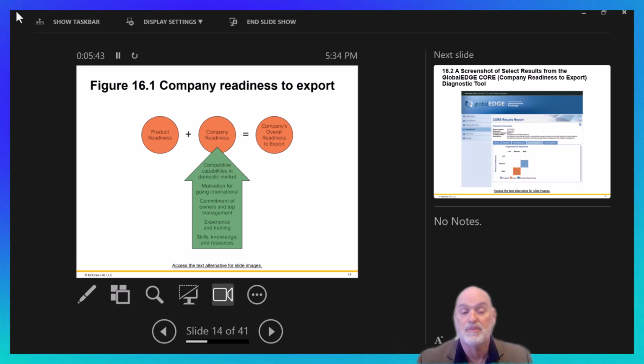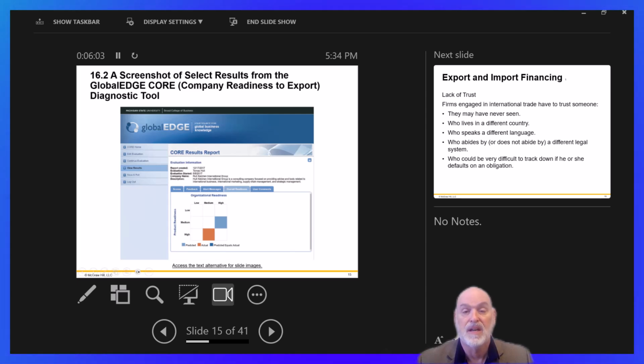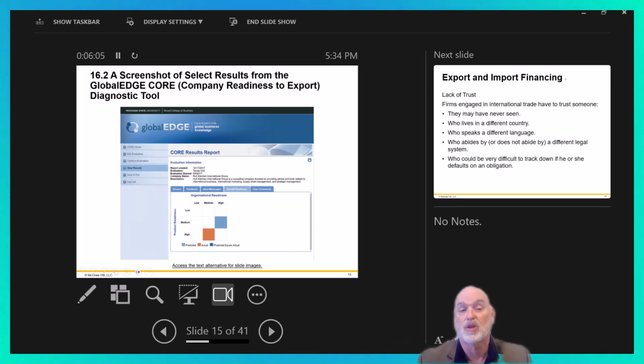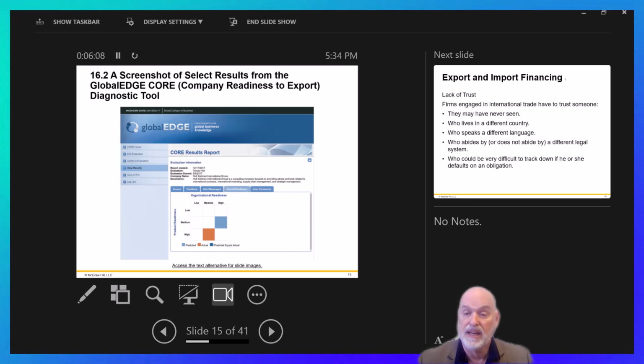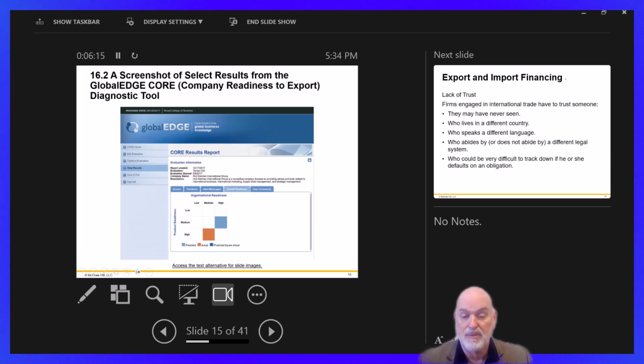Company readiness to export. In this chart, we have competitive capabilities in the domestic market, motivation for going international, commitment of owners and top management, experience in training, skills, knowledge, and resources. And that means company readiness. Here's the screenshot of a select result from the Global Edge Company Readiness to Export Diagnostic Tool. It shows organizational readiness here, and it tells you the name of the company and description of what you're doing.